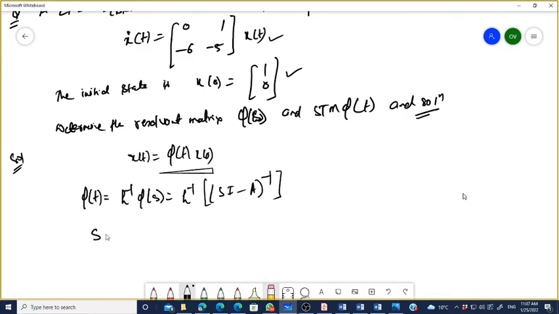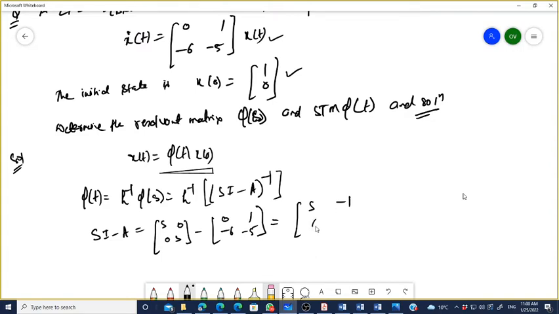So sI minus A can be written as [s 0; 0 s] minus [0 1; -6 -5], and this becomes [s -1; 6 s plus 5]. Now we have to calculate the (sI minus A) inverse, which is adjoint of A upon determinant of A. So we exchange these two elements, change the sign of the off-diagonal ones, and then take the determinant below.